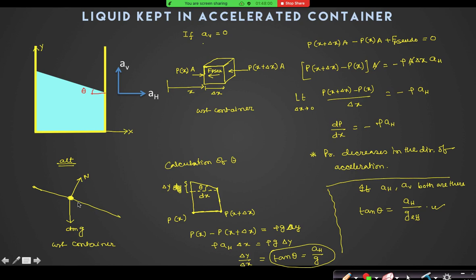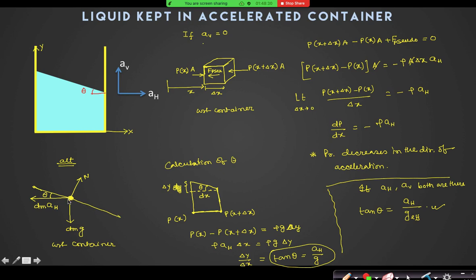Will there be a pseudo force on it, which is dm into ah? Yes or no? This angle is theta. With respect to the container, this fluid particle must be at rest. It does not flow. As I have mentioned earlier, shear force must be 0, otherwise the fluid will flow.